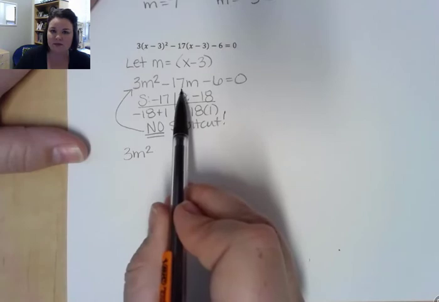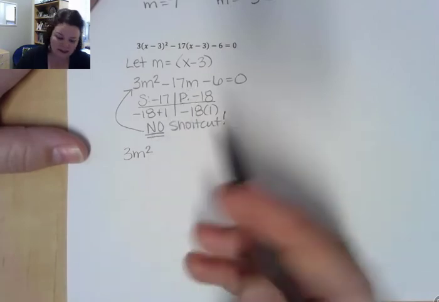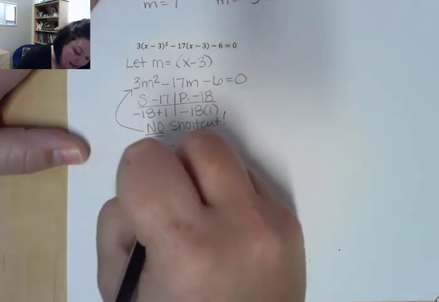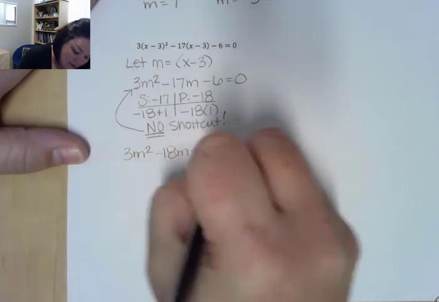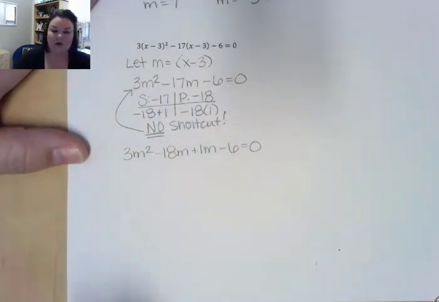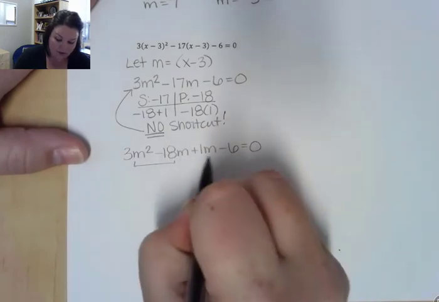Then I'm going to put in -18 and 1 for this middle term. So make sure you put the m label on it. So negative 18m plus 1m minus 6 equals 0. And now I can group.